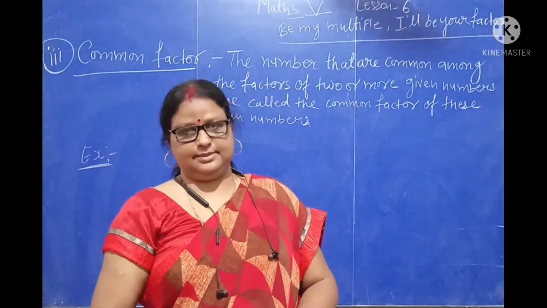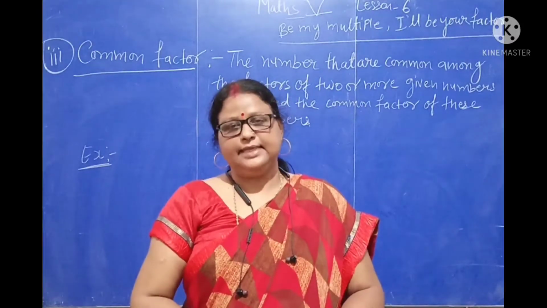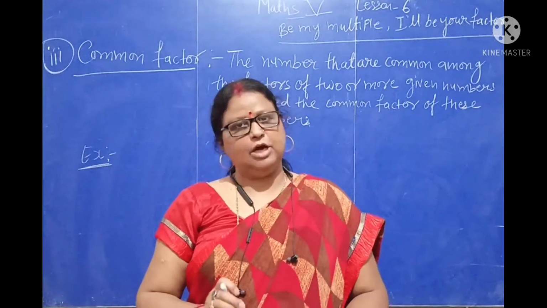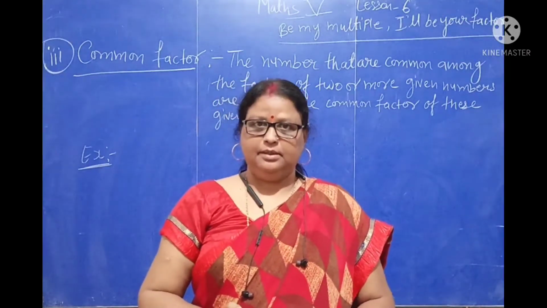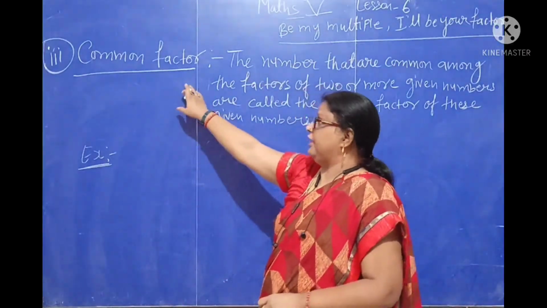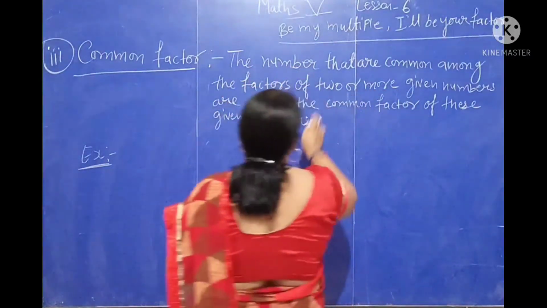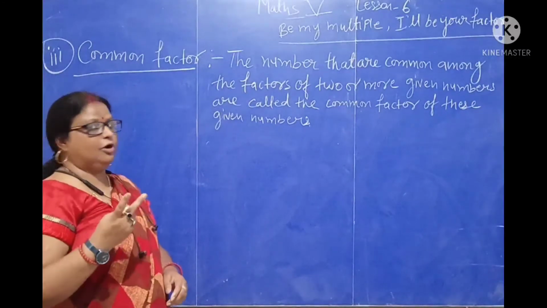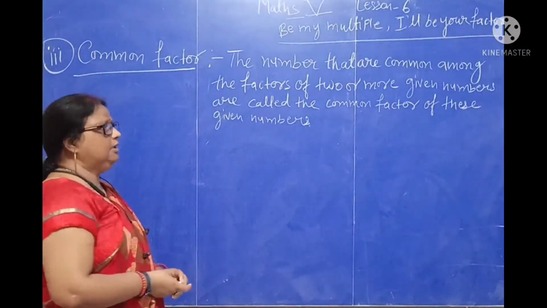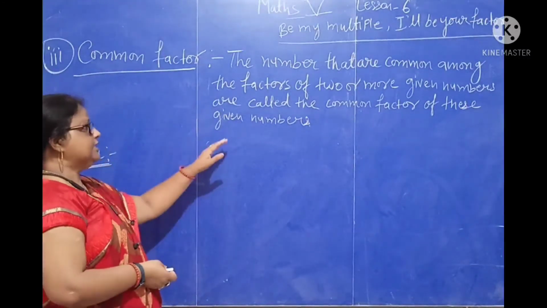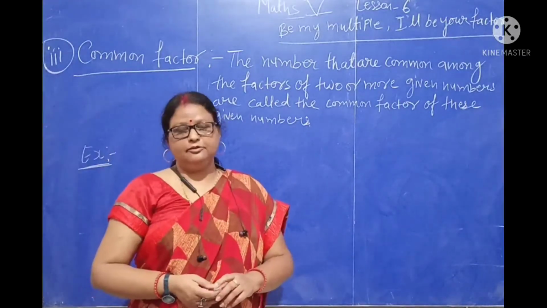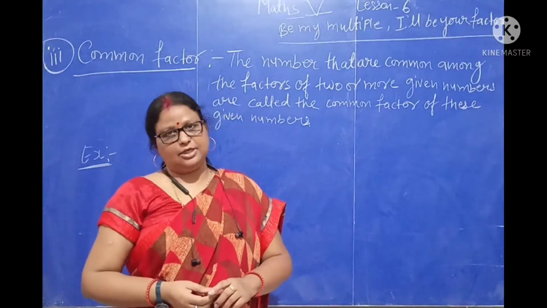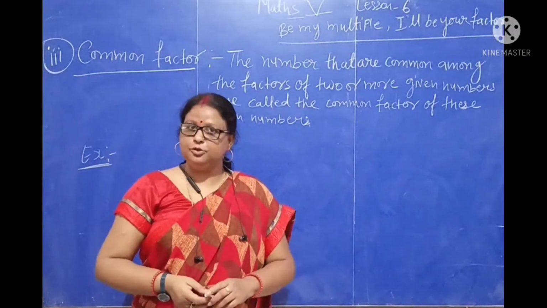What do you mean by factors? A factor is a divisor that can divide the given number exactly without leaving any remainder. And the common factor is the number that is common among the factors of two or more given numbers. The factors that are common to two or more given numbers are called the common factors of those numbers.